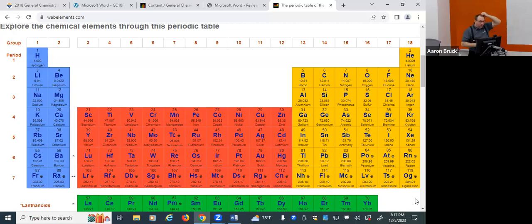And that generally holds. You go down the column, more energy levels, easier to get that electron because it's further away. As you go across, it's kind of the same idea. The atoms are getting smaller, they're being held more tightly by the nucleus, so it's a little bit harder to pull them out.